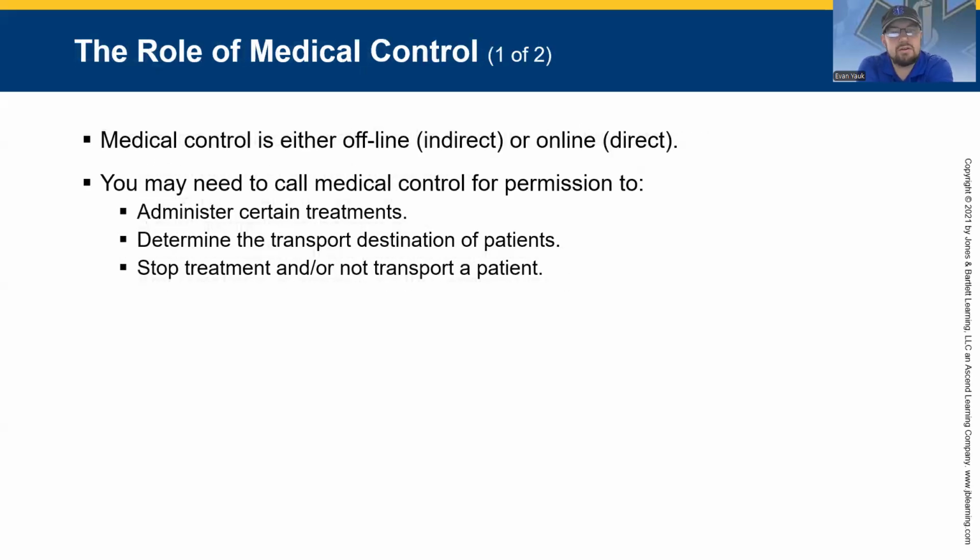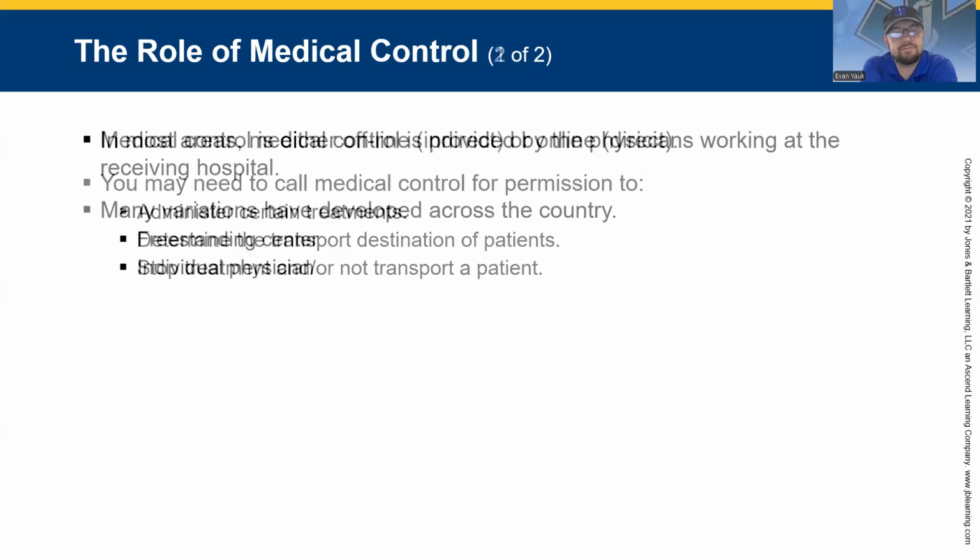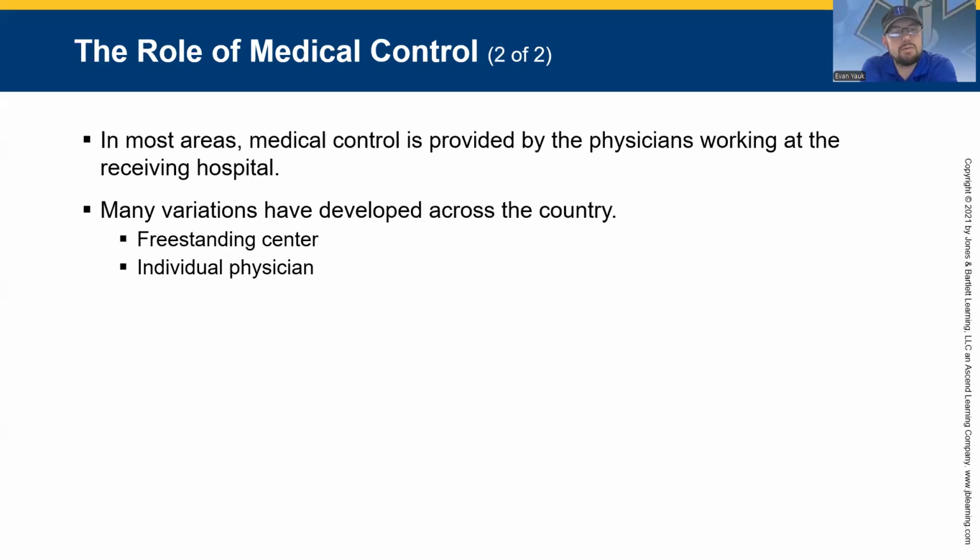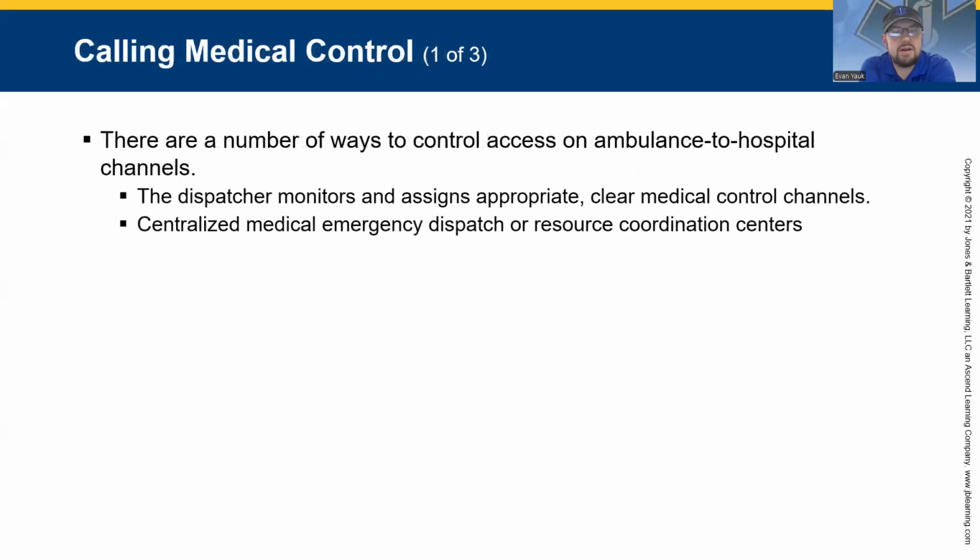Medical control is either offline or online, which we talked about. You may need to call medical control for permission to administer certain treatments, determine the transport destination of the patient, stop treatment, and or not transport the patient. In most areas, medical control is provided by a physician working at the receiving hospital. Many variations have developed across the country, such as freestanding centers or individual physicians. There are a number of ways to control access on an ambulance to hospital channel.